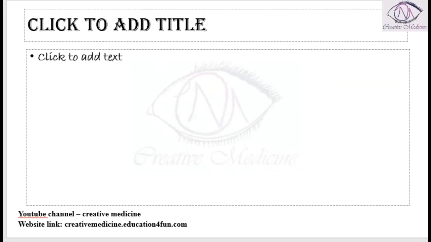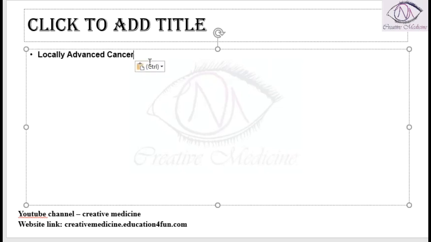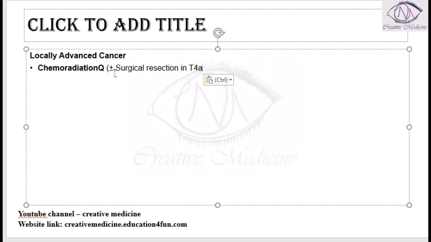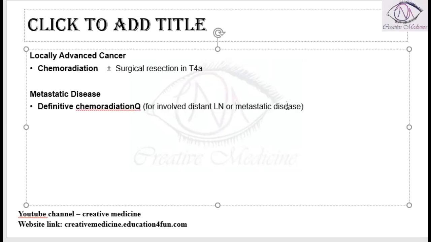Next, if the patient has a locally advanced cancer, chemoradiation can be done along with surgical resection in T4A. Chemoradiation is done along with surgical resection, especially in T4A, for a locally advanced cancer. If the patient has distant metastasis, in such cases you will have to do a definitive chemoradiation for involved distant lymph nodes, and for metastatic disease also, definitive chemoradiation is important.